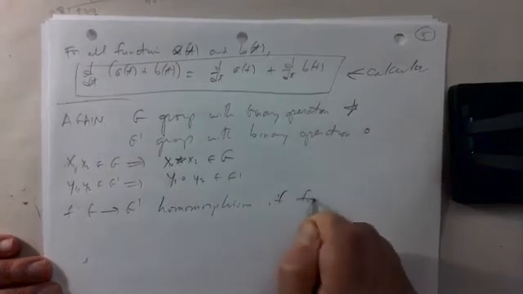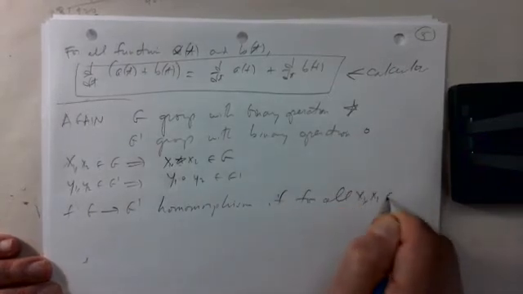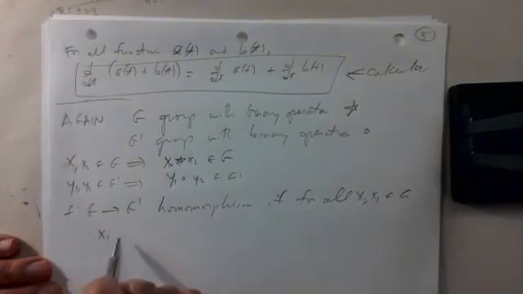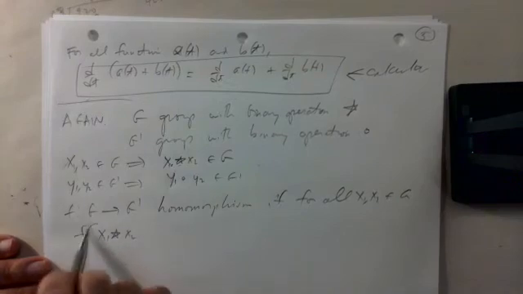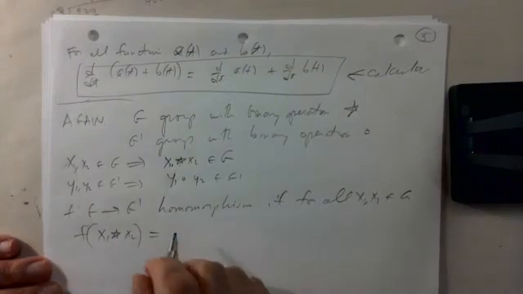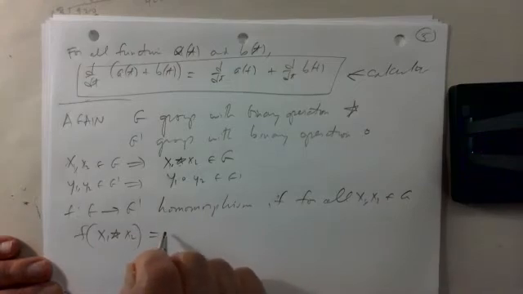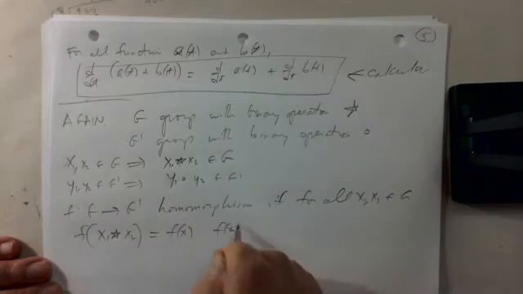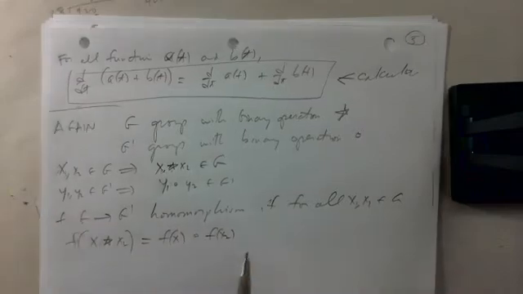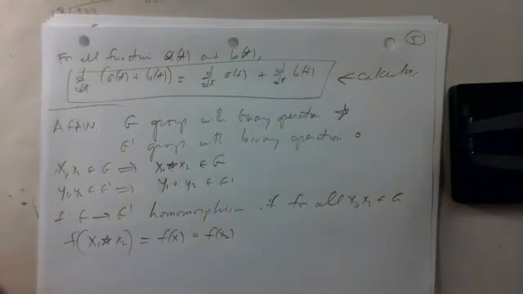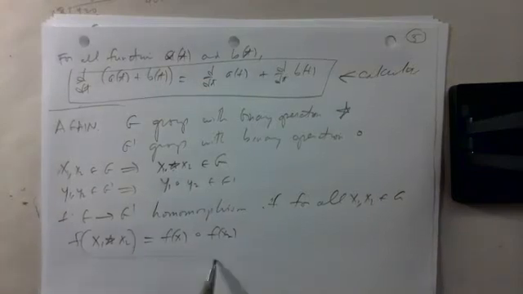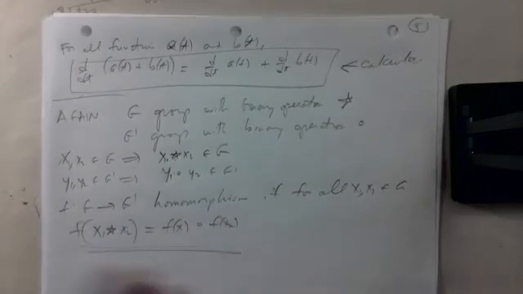if for all x1 and x2 in G, if I take x1 and x2 and combine them by the binary operation and apply F to that, I get exactly what I would get if I went from x1 to f of x1 in G prime, from x2 to f of x2 in G prime, and then performed the binary operation in G prime. So these symbols could be addition, they could be multiplication, they could be some other bizarre binary operation. This is the definition of a homomorphism.